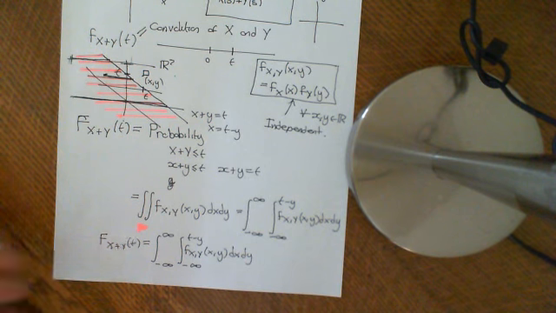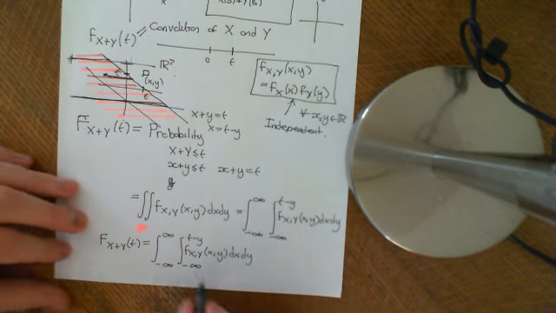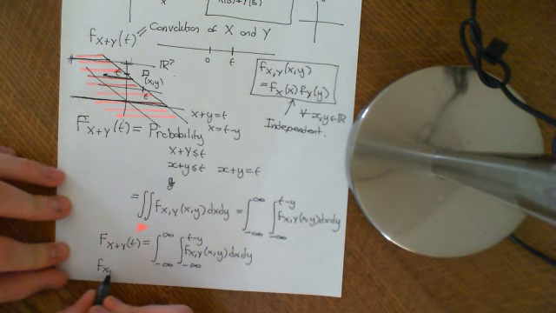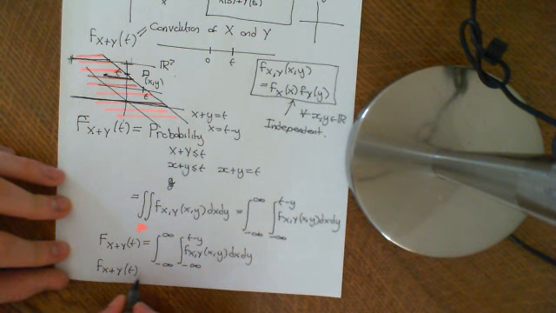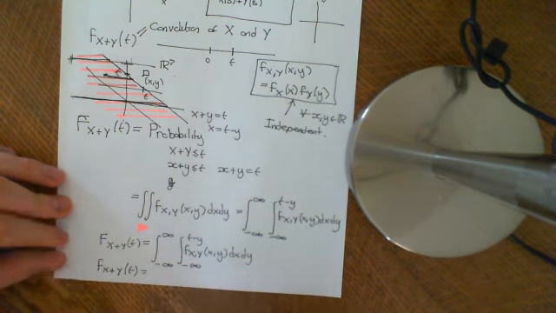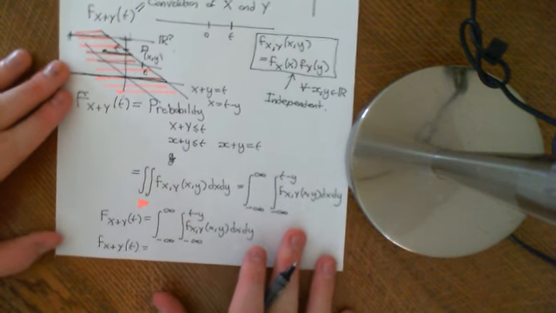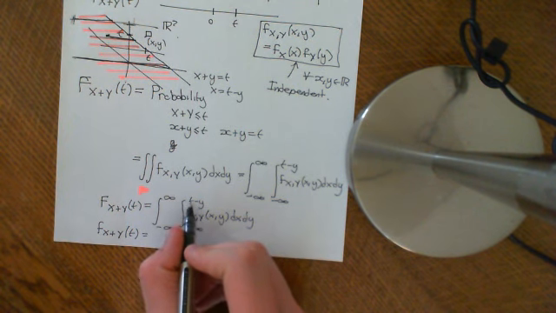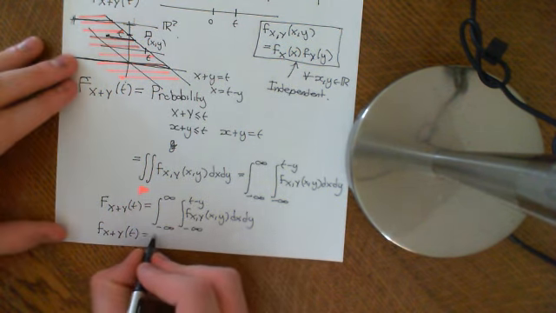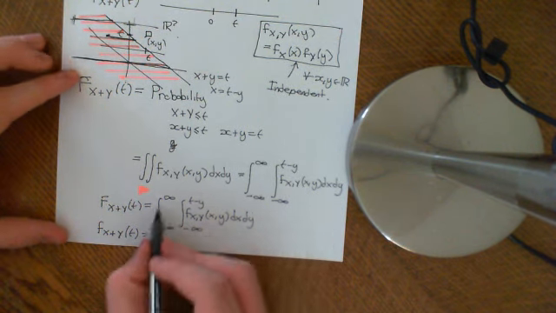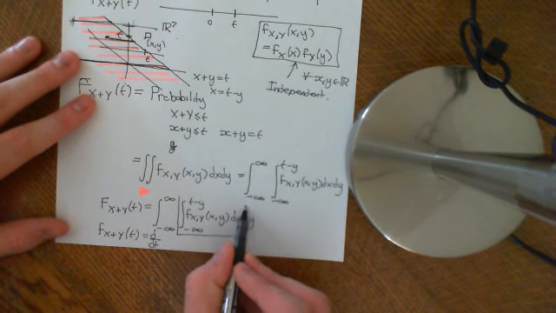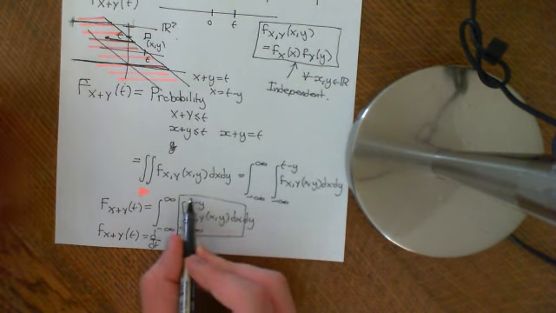Now, we wanted the PDF, so we need to differentiate this. The PDF of the random variable big X plus big Y, evaluated at little t, is going to equal the derivative of this thing. We're differentiating with respect to t firstly. The inner bit is a function of t because you've got this limit depending on t.